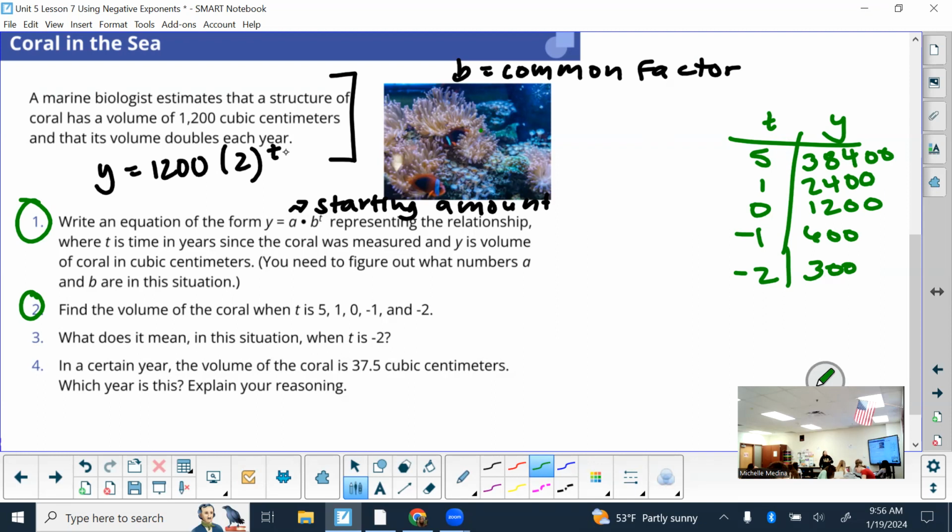Now, what does it mean when t is -2? I'll give you a minute to discuss with your groups and to figure out in what year the volume of the coral was 37.5 cubic centimeters. So what does it mean when t is -2? And the year that the volume was 37.5.